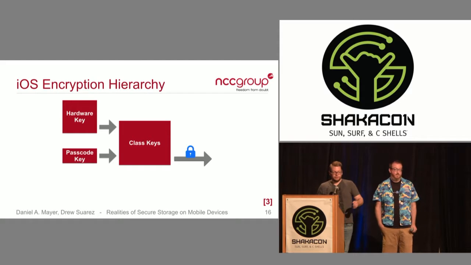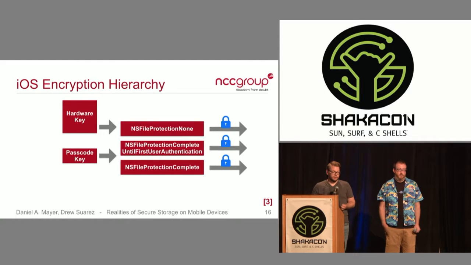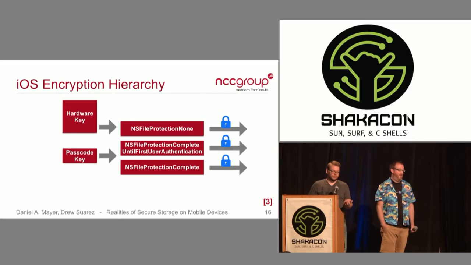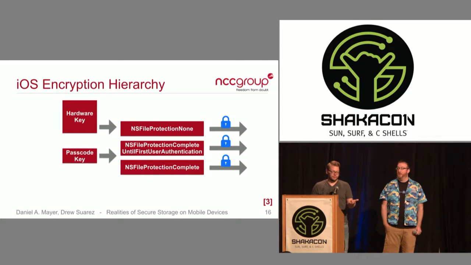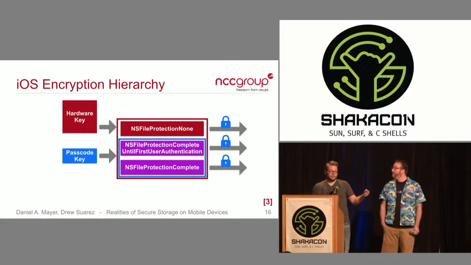So this here looks a bit complicated, so let's look at it in a bit more detail to see what's going on. There are basically 3 different class keys, and they're called NSFileProtectionNone, NSFileProtectionCompleteUntilFirstUserAuthentication, and NSFileProtectionComplete. And they kind of do what you think they would do. I don't know if it's intuitive for you. For me, I had a hard time figuring that out the first time. But the idea is that the first one here, NSFileProtectionNone, is only tied into the hardware key, and it's not tied into anything else.